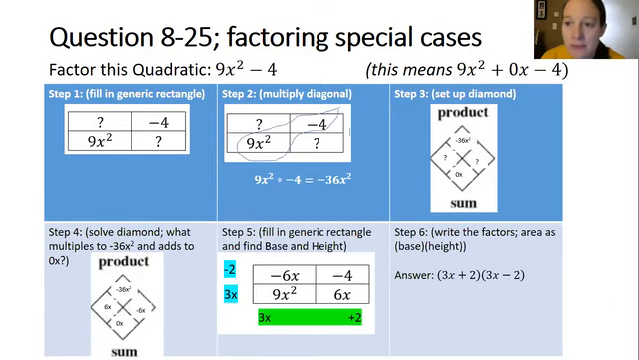So the only trick on this one, no different, is that you just throw in that 0x at the very beginning, and then you work the problem exactly the same. Just because there's 0x tiles doesn't mean we can't do the problem. It just means we've got to think about it a little bit.